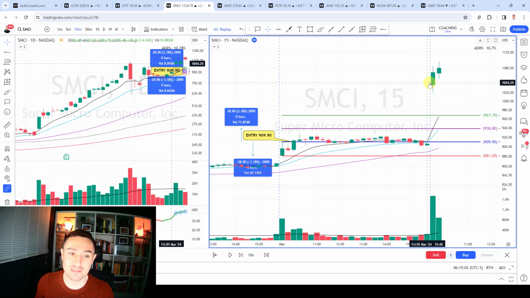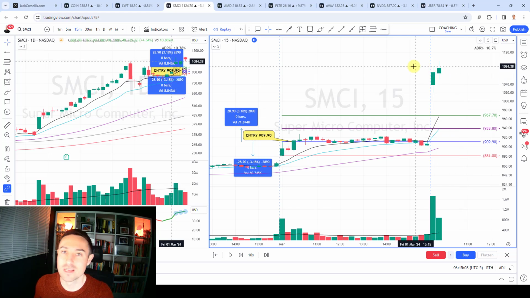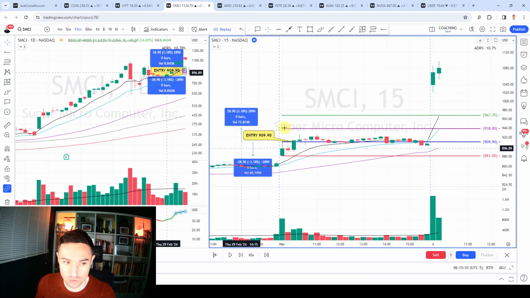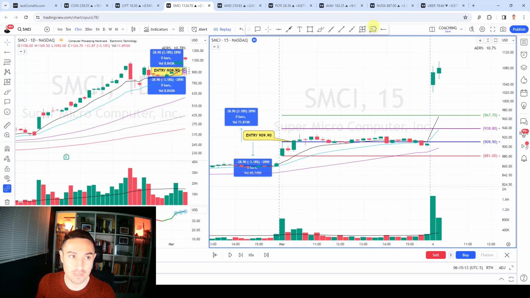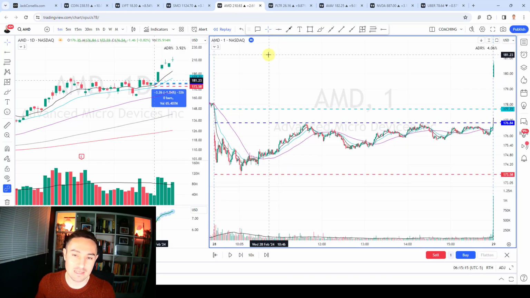Did I know that SMCI was going to be included in the S&P 500? I didn't know that, okay? But you create your own luck by looking for the highest quality stocks, forming what you think are asymmetric risk-reward trades. So then the free roll is up here, okay? Nice little pop on that one. So AMD, let me take you through this one.